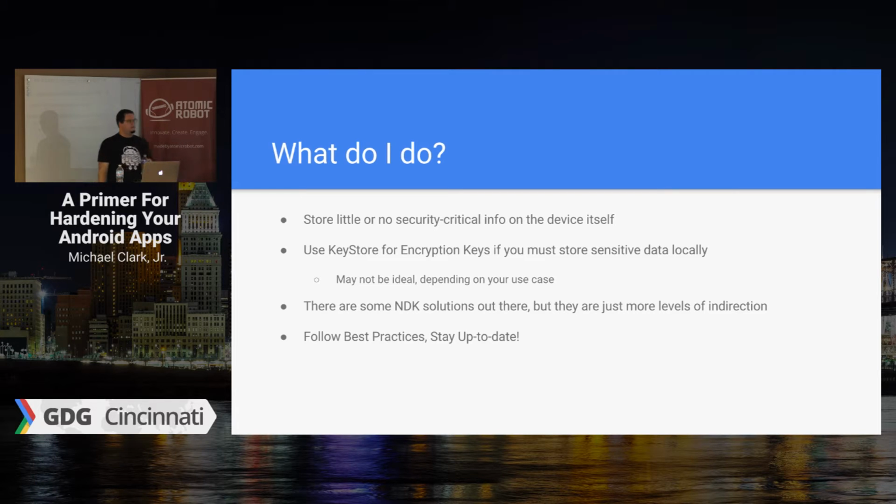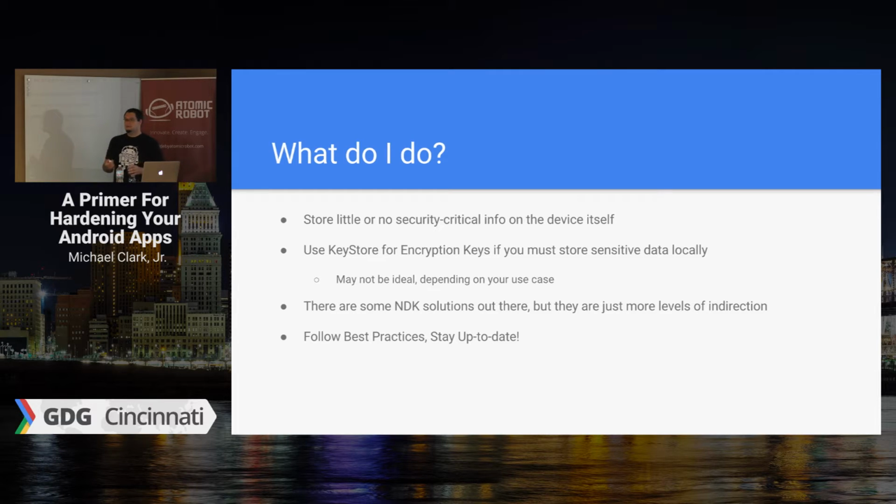There are NDK solutions. They'll say, hey, put it in C++ code or C code, and that'll be more secure. Now they have to decompile C code. Well, there's another C code decompiler out there that works just as fast as these do, and you can get the information just as quickly. Obfuscating is just another level of indirection. So the point is, follow best practices and stay up to date.